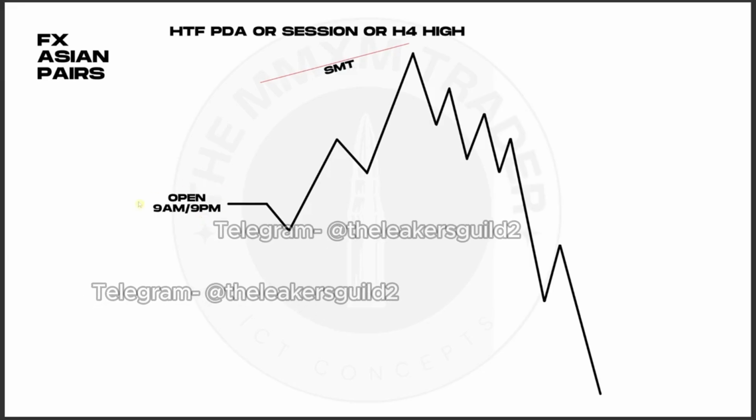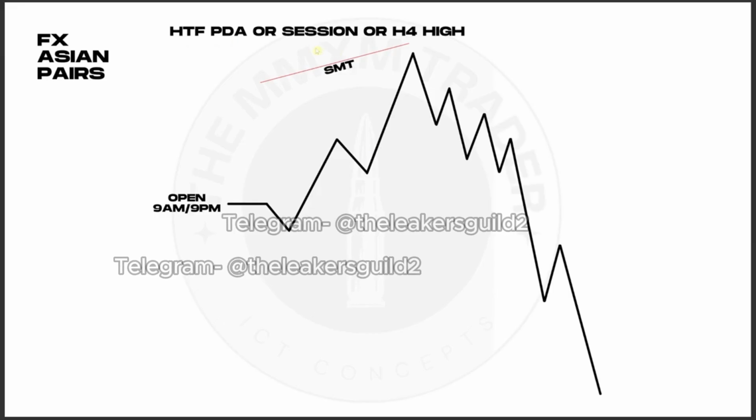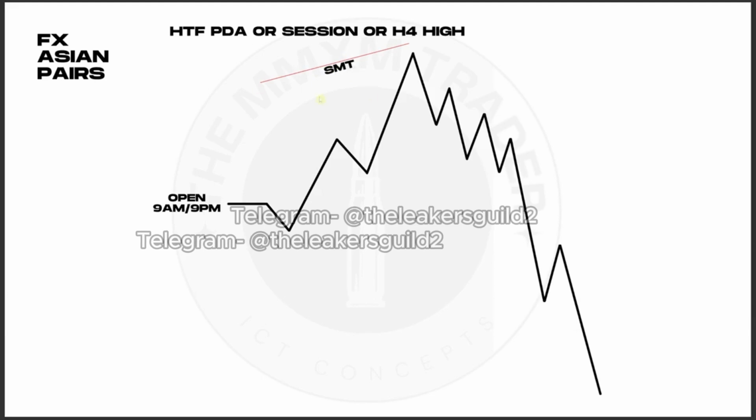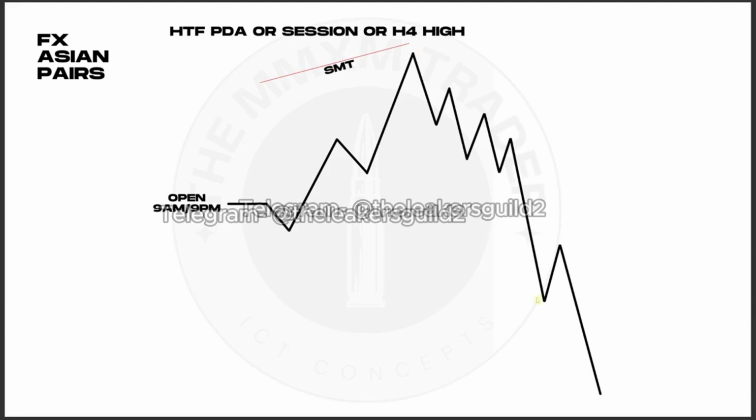And again, we want to see that opening price going up higher into either a higher time frame PDRA, a previous session high, or a 4-hour candle high, and that SMT needs to be present, and then the distribution phase down lower is more probable.